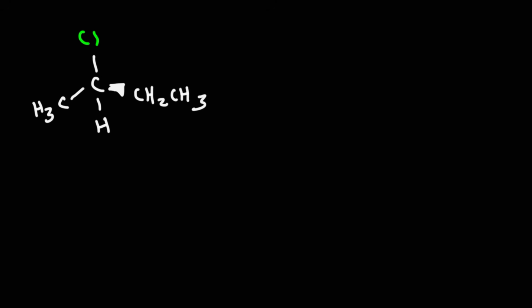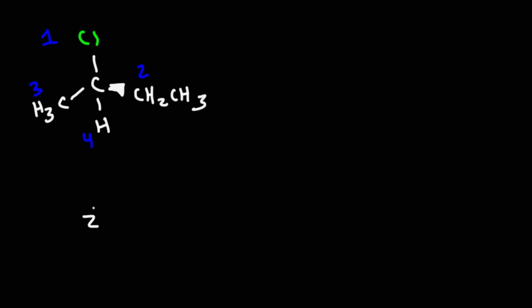Let's try another problem similar to this. So let's say we have an ethyl group in the front. Let's say this is hydrogen. We have a methyl group and a chlorine group. Go ahead and determine the absolute configuration of the chiral center. So the chlorine group is going to be number 1, ethyl is number 2, methyl is number 3, hydrogen is number 4.